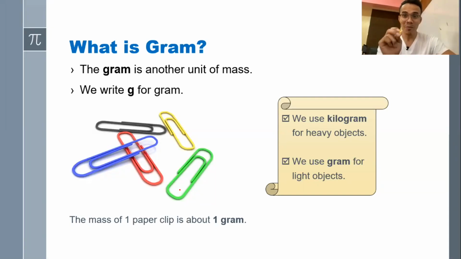To determine how light 1 gram is, look for one paper clip and you feel the mass of 1 gram, just like this. And 1 gram can also be written as 1 G. G stands for gram.